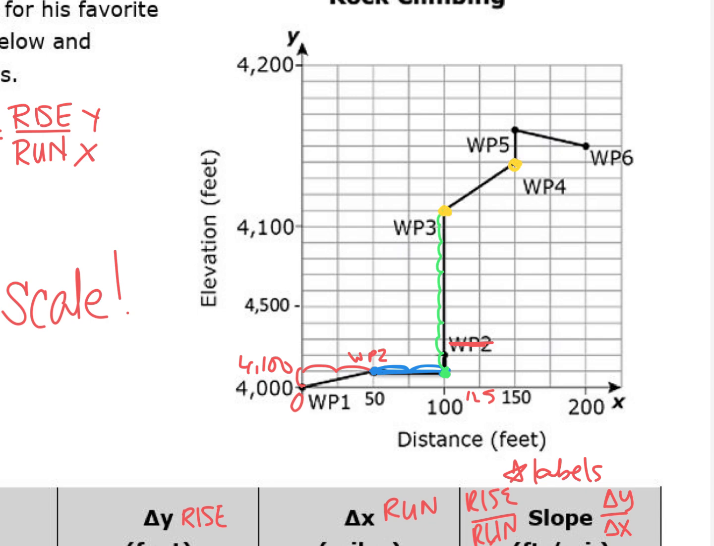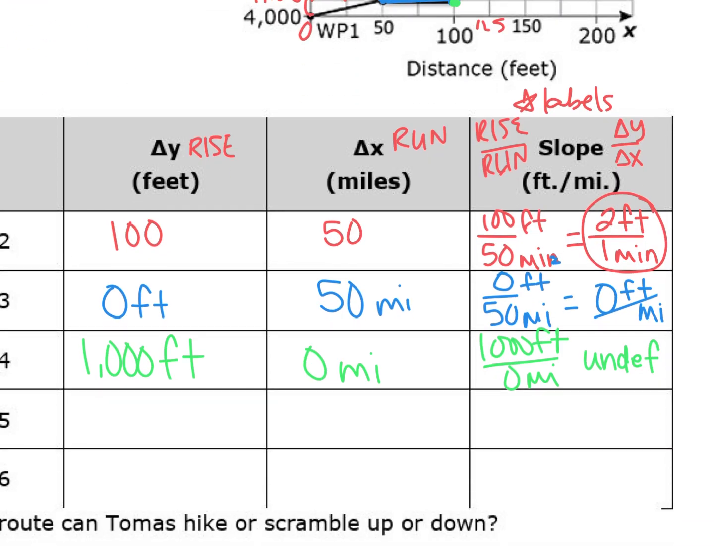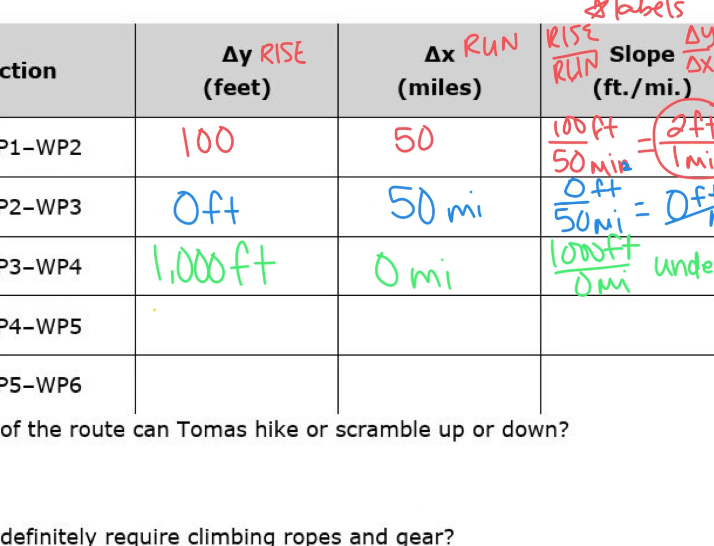So we're going to rise. Remember, we're counting by hundreds. 1, 2, 300. How many are we running? This is 25. 25. How many? 50. So we're going to rise 300 feet. And we're going to run 50 miles.